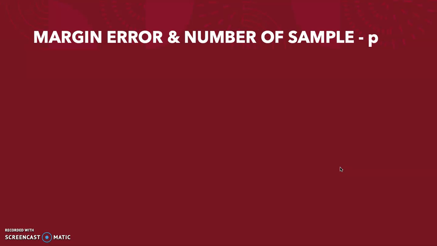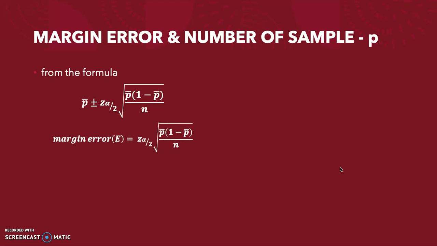In the same logic, to calculate the reasonable number of sample for estimating the population proportion, we derive from the margin error of our confidence interval for population proportion. Take the margin error formula and then rearrange it and get the formula to count the number of sample as follows.